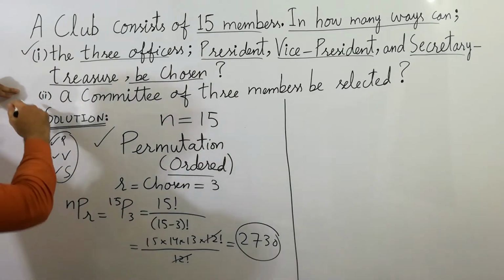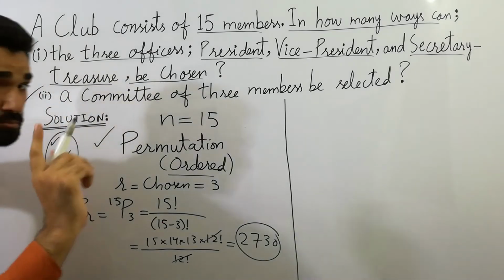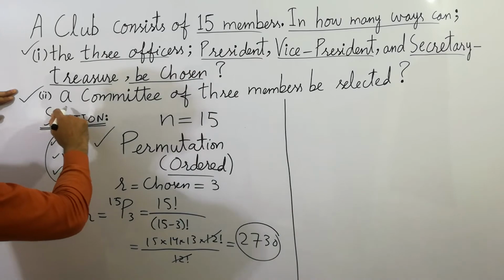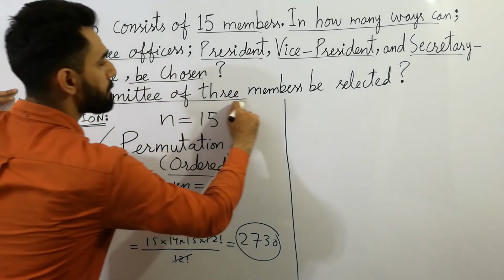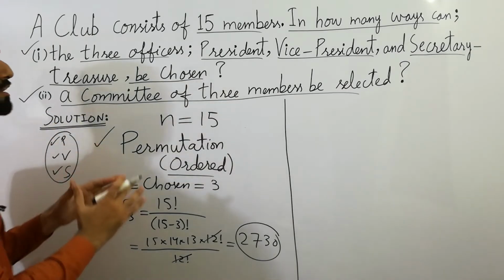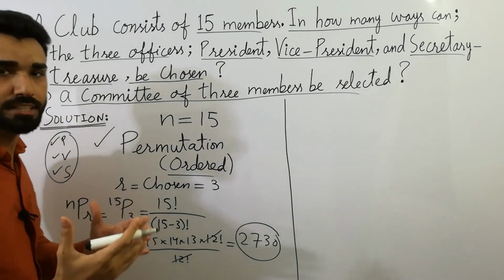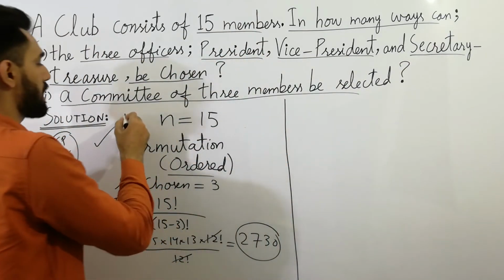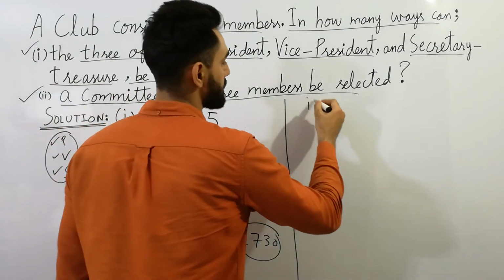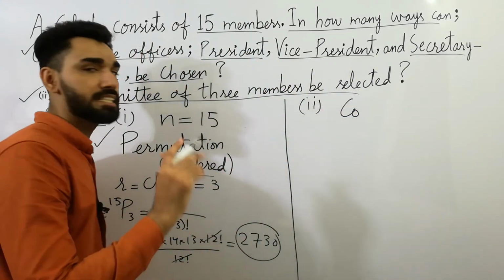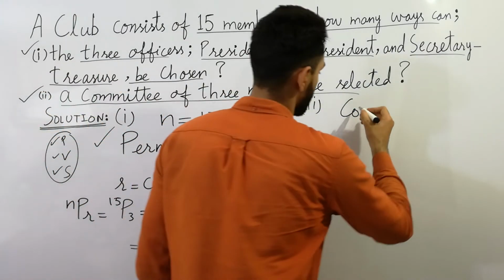And next I'm going to move to the second part. The second part is very important, so don't miss this video, you must watch. Here a committee of 3 members is to be selected. In this section, we have not described any order or any sequence. So in this second part we will always apply combination, because combination is not ordered. You must remember that.